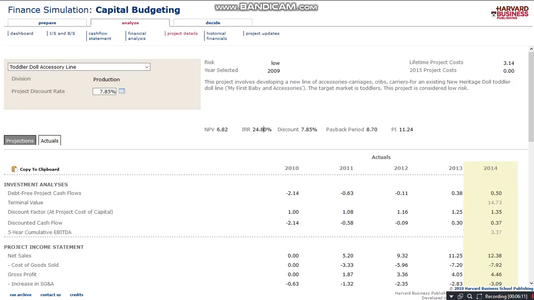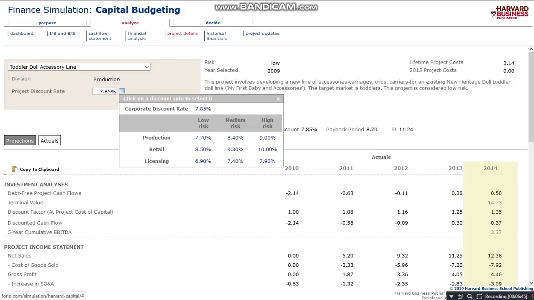So this is a pretty good project because it shows a low risk, but it shows pretty good returns. And we can also see how the discount rate affects how the project would be. So let me go and change the project discount rate. Right now the rate is 7.85%, and this is for production, and it is within the low risk and medium risk, so it will still show the amount as low risk.